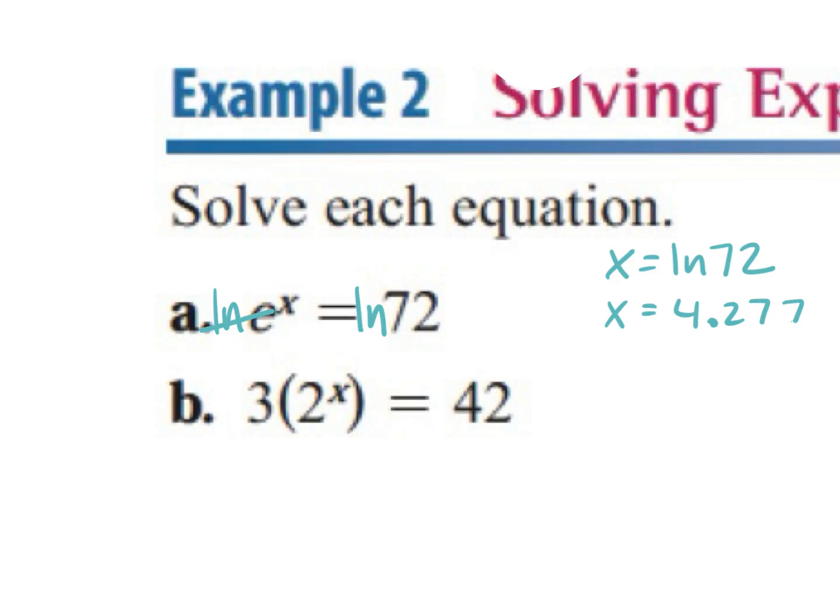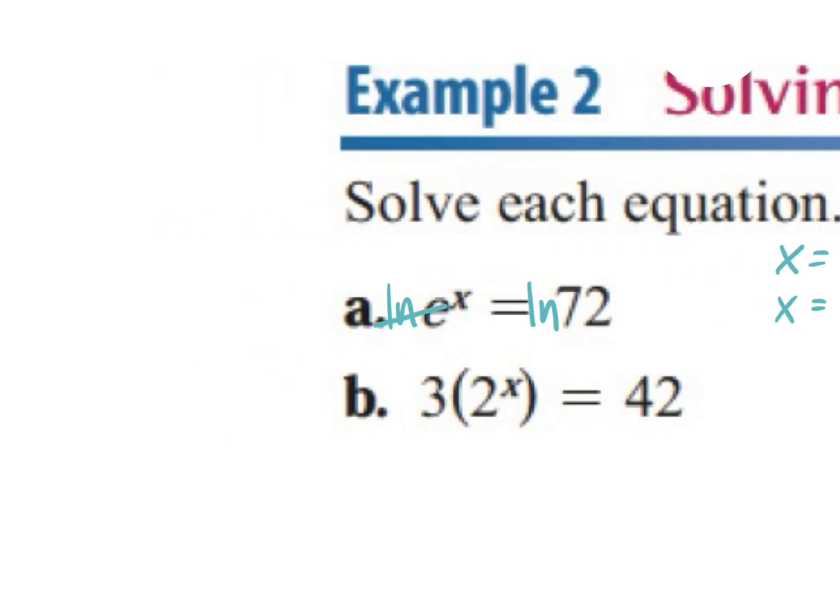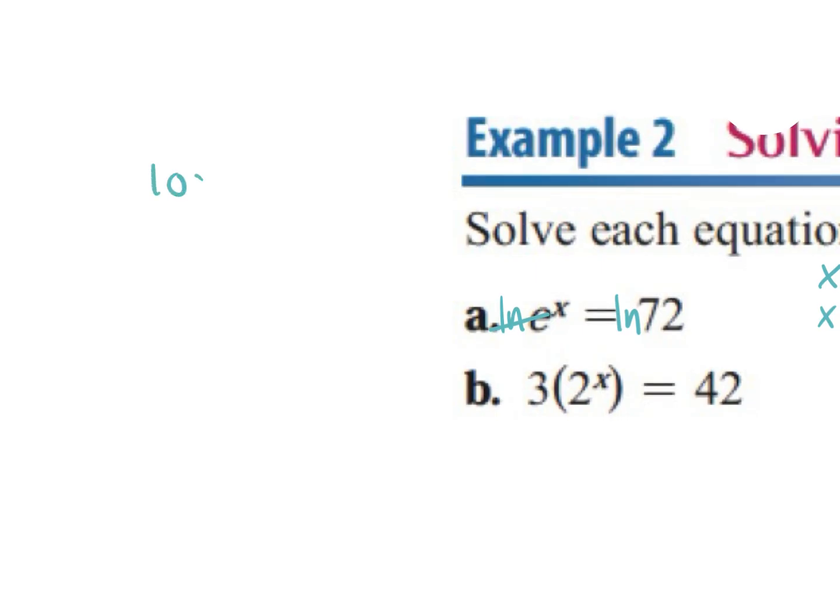Is it like the value of E, like how the letter E actually equals like 2.7? So log base E is the same as ln. It's just a special log, so it turns into ln.